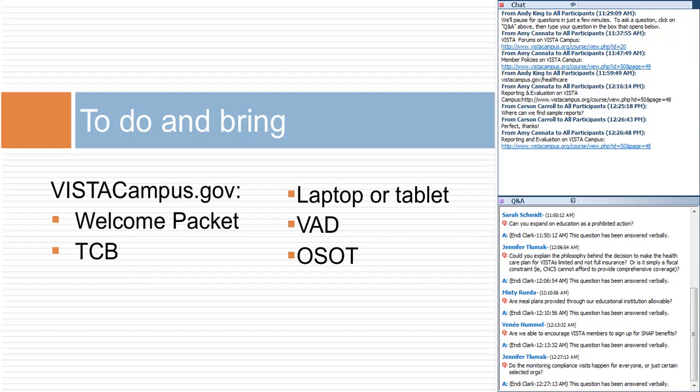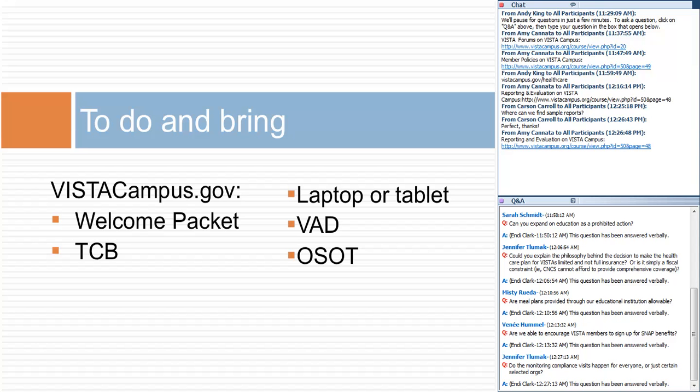And then what we call TCBs, which is terms, conditions, and benefits. We gave you a highlight of it, but there is a course for supervisors, and then there are some reference materials, again, that you can download from the VISTA campus that give you some key points. So if questions come up from your members or you need to guide them, you'll have that at the ready.